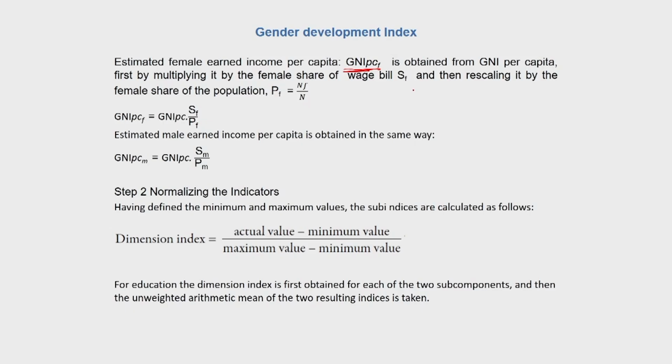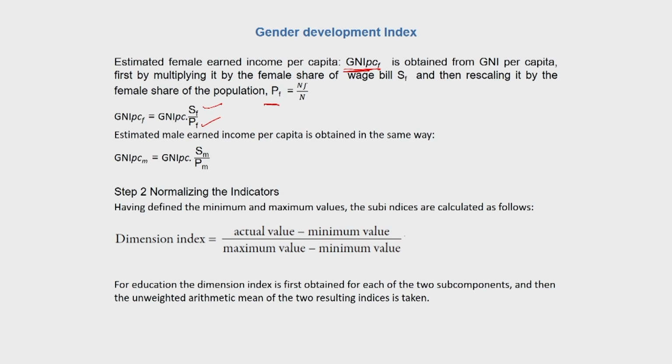It is obtained from GNI per capita first by multiplying it by the female share of wage bill SF, and then rescaling it by the female share of population. So the GNI per capita for females is GNI per capita into SF by PF. SF here basically refers to the female share of the wage bill, and PF refers to the female share of the total population. So GNI per capita for females is calculated as GNI per capita total multiplied by the female share of wage bill divided by the female share of the population.